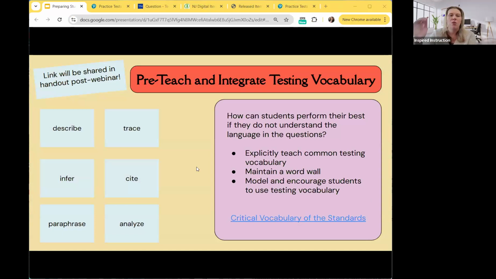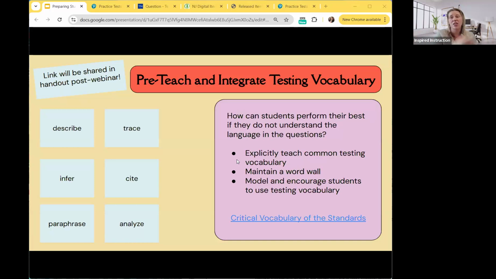But words like describe, infer, cite, things that they're going to be asked to do. So we want to make sure that if a student is asked to infer something, that they know what infer means versus, you know, to cite something or to paraphrase something. So just familiarizing kids with that testing vocabulary through a word wall, through vocabulary activities, through collaborative discussion, maybe giving them extra credit for using those words in sentences on other assessments, however you want to do it, but making sure the kids understand these words.